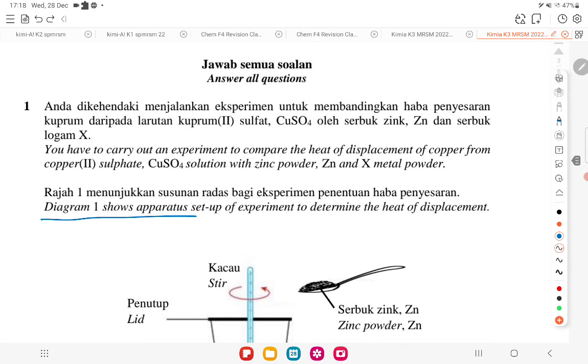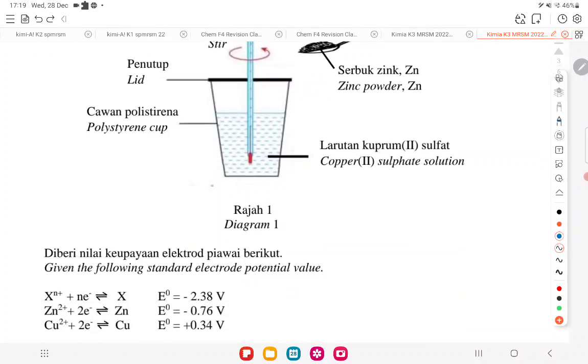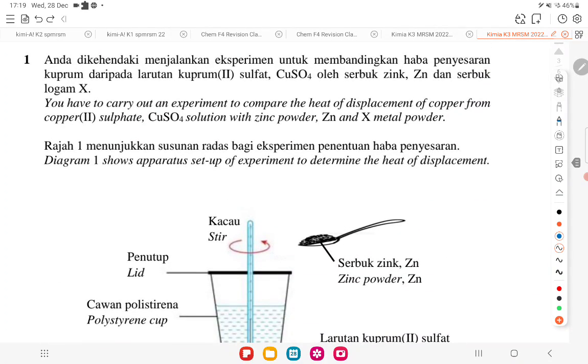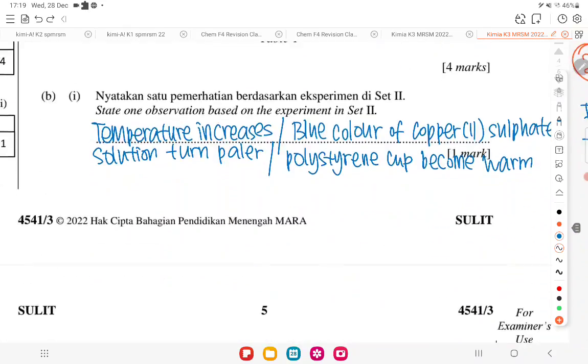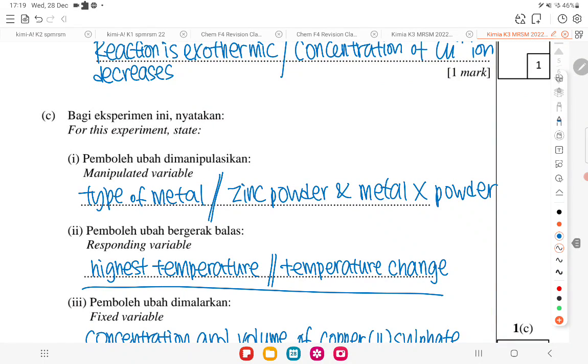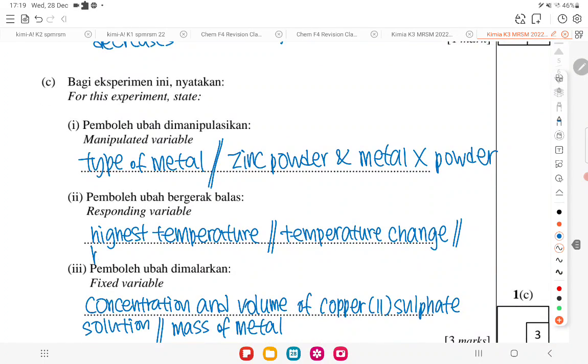Okay, you see, this is the diagram to determine heat of displacement. So heat of displacement is the purpose of this experiment. The main purpose of this experiment is we want to get the heat of displacement. So this heat of displacement is our responding variable. When you use the zinc, what is the heat of displacement that you are getting? When you use metal X, what is the heat of displacement that you are getting? So if you don't want to write temperature change or highest temperature, you also can write heat of displacement, because that is the result that we want.